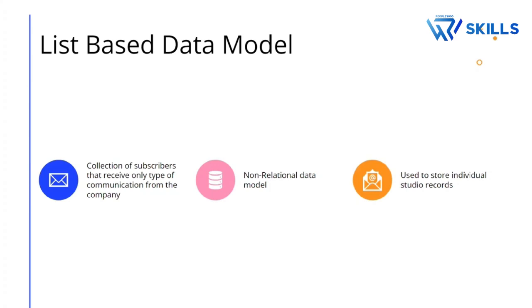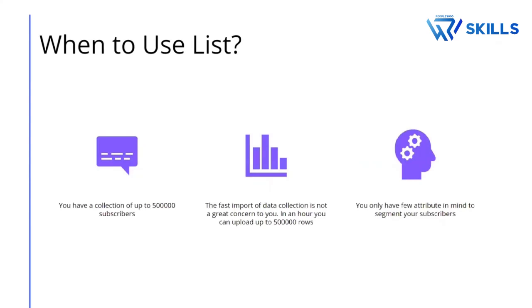So the first property of list is it is a non-relational data model. The second property of list is in a list, you can maintain up to 5 lakh people data. Or you can say in Marketing Cloud, in a list, you can maintain up to 5 lakh subscribers. Now you have to understand who subscribers are. In a list, we can store up to 5 lakh subscribers. A subscriber is nothing but customer data, personal data, profile data only.